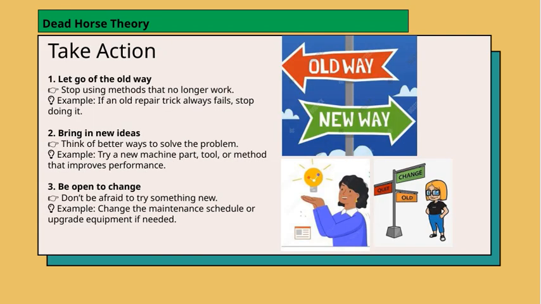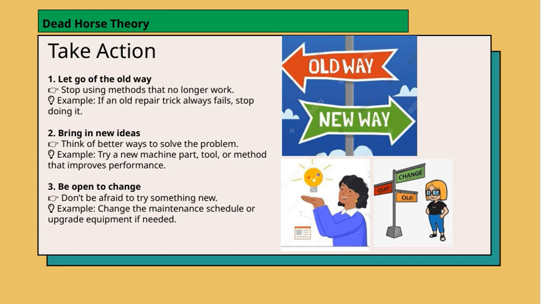Let's talk about the dead horse theory and the importance of taking action. First, it's crucial to let go of the old way. This means stopping the use of methods that no longer work. For example, if you've tried a repair trick repeatedly and it fails every time, it's time to abandon that approach. Holding on to outdated methods only wastes time and resources.